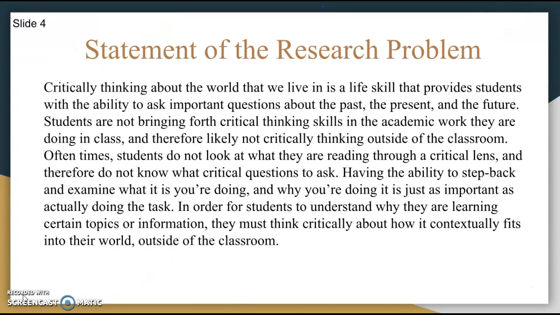Critically thinking about the world that we live in is a life skill that provides students with the ability to ask important questions about the past, the present, and the future. Students are not bringing forth critical thinking skills in the academic work they are doing in class, and therefore likely not critically thinking outside of the classroom.